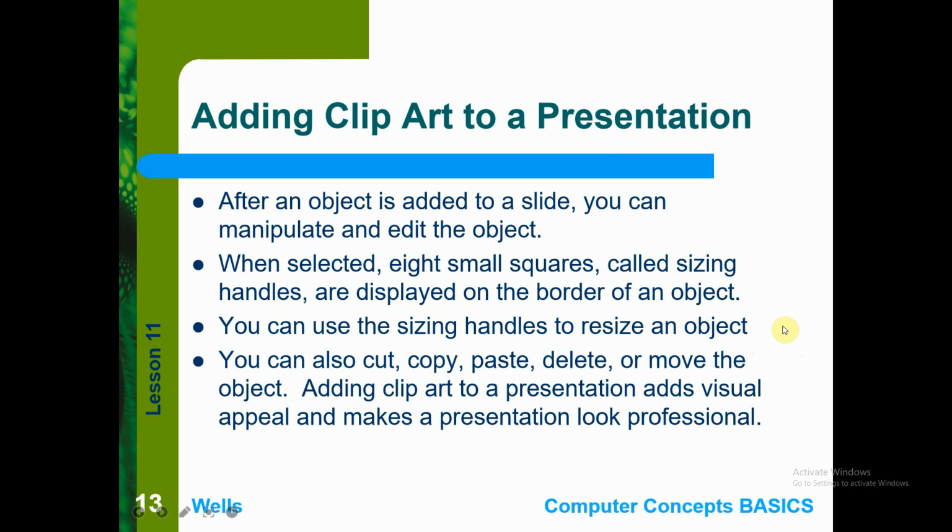Okay, next. Adding clip art representation. After an object is added to a slide, you can also manipulate and edit the object by changing the size. Makita nyo na, you can drag and drop, change the size, change the image. You can also add some font style and effects to that particular title or subtitle, etc. So when selected, 8 small squares called the sizing handles are displayed on the border of the object. So you can use these sizing handles to resize an object.